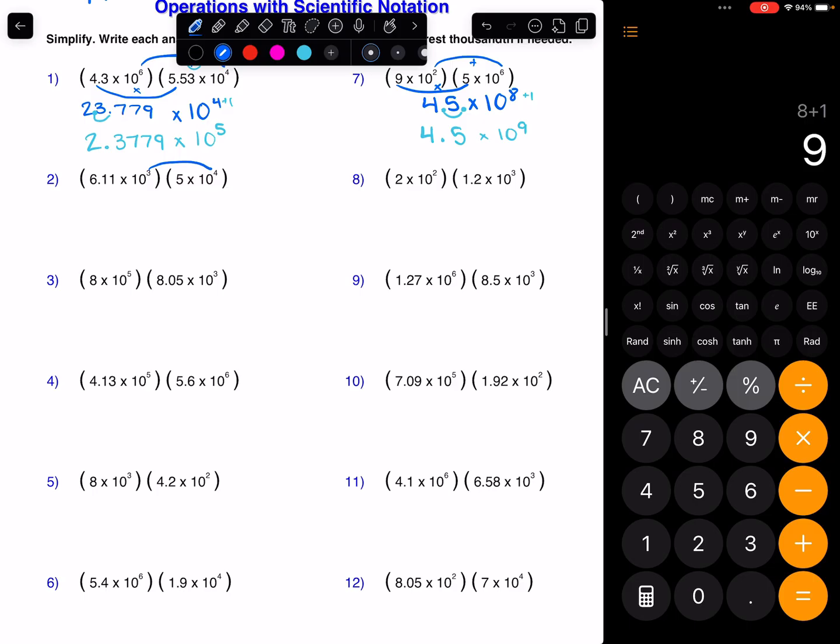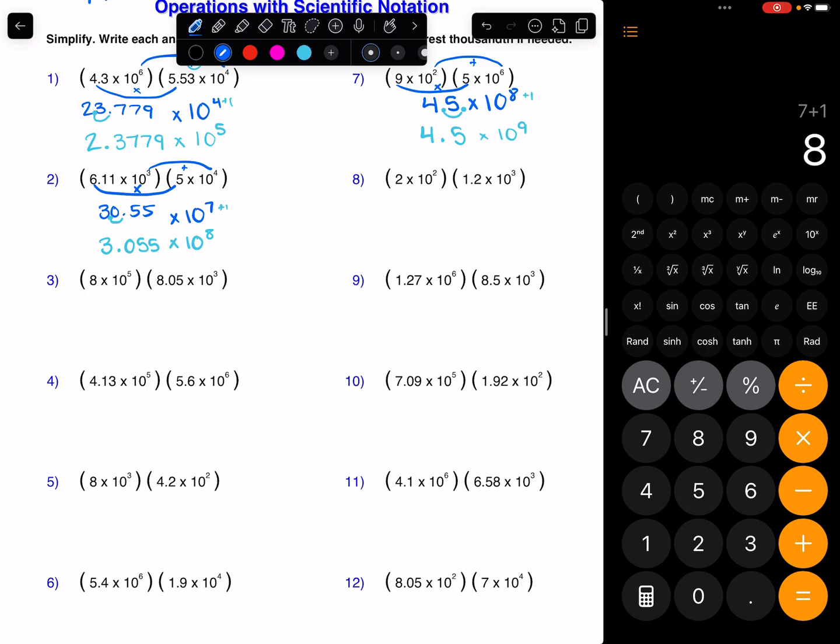All right, I'm going to add my exponents. 3 plus 4. So times 10 to the 7. I'm going to multiply my big numbers. So 6.11 times 5 is 30.55. My 30 is bigger than 10, so I gotta move my decimal over. So 3.055 times 10, and since this is multiplication, I'm going to add 1. So 7 plus 1 is 8.